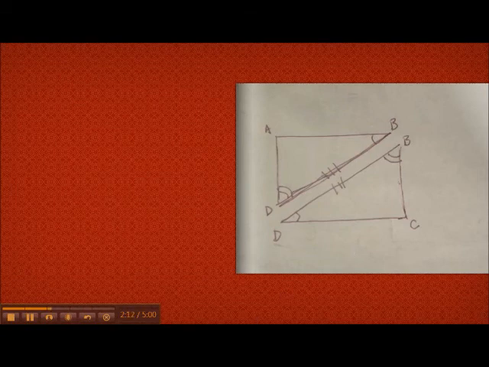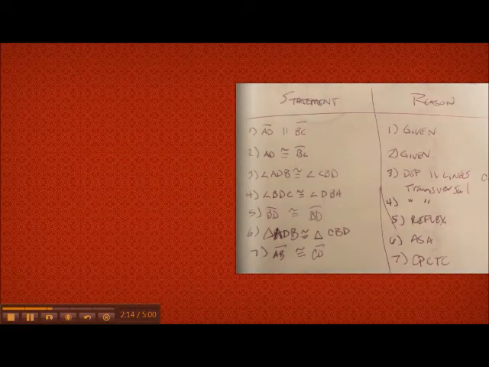So if you wanted, you might have also been able to use side, angle, side. There's several different ways to prove different things, but this is the way we've shown our proof.